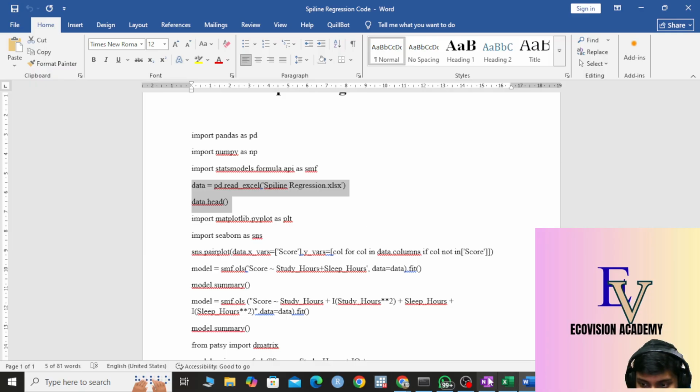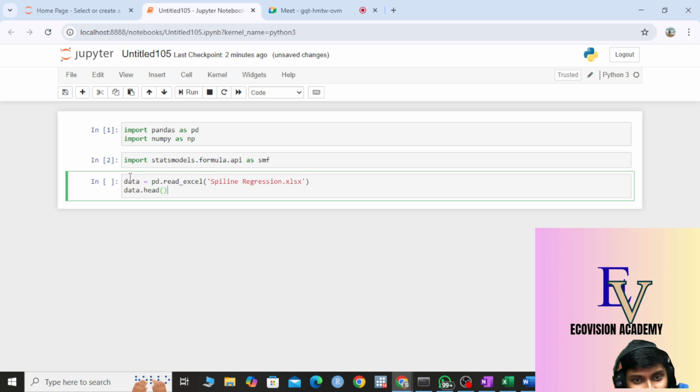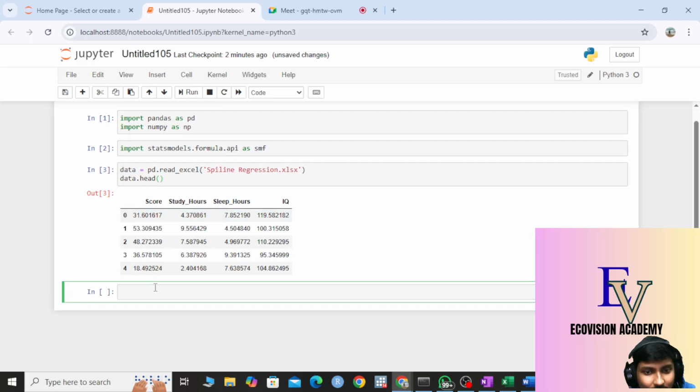I will just copy it and give the code here. You can see the code. We have given the name data, pd.read_excel with the regression Excel file .xlsx, and if we want to view the data, we write data.head. We will just see. You can see the first 5 rows appear: score, study hours, sleep hours, and IQ for this data set.